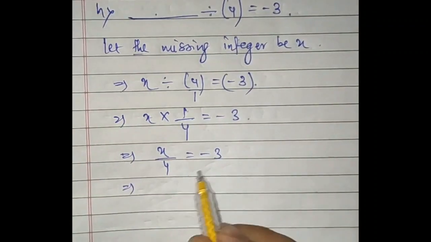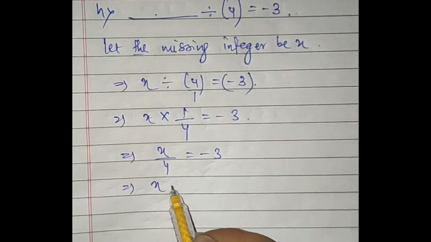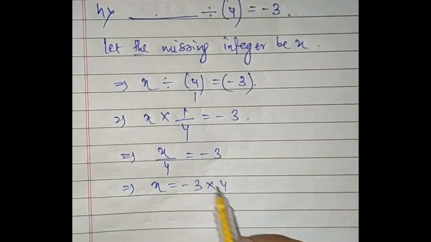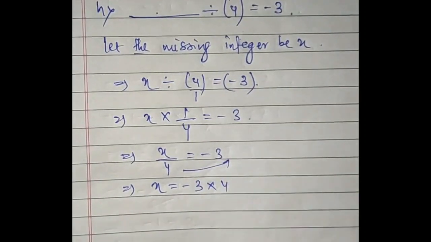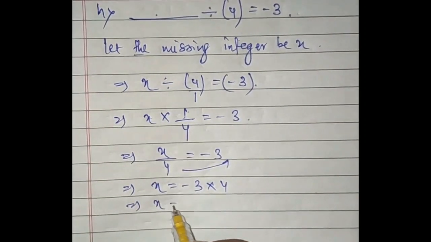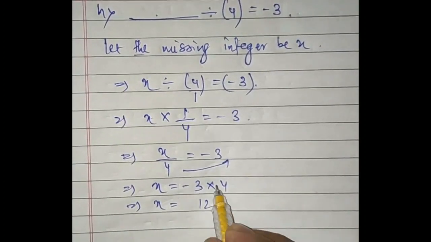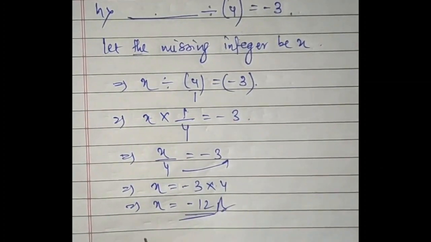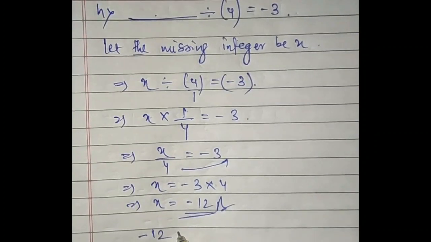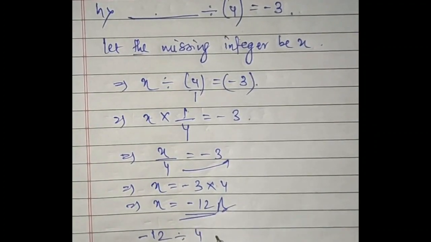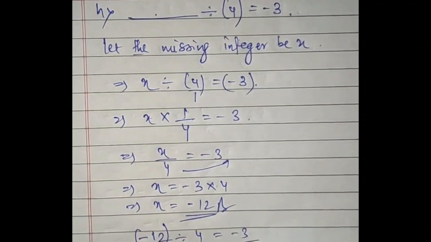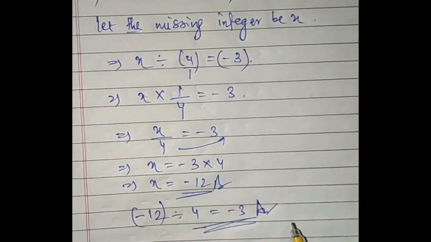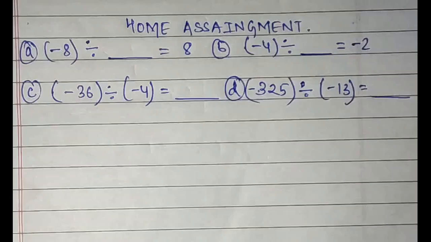Here no need of exchanging. Here what we are going to do is x is equal to minus 3 into 4. So our answer will be x is 3 fours are 12, minus into plus is minus. So minus 12 divided by 4 is equal to minus 3. This is our answer. I hope you have understood.